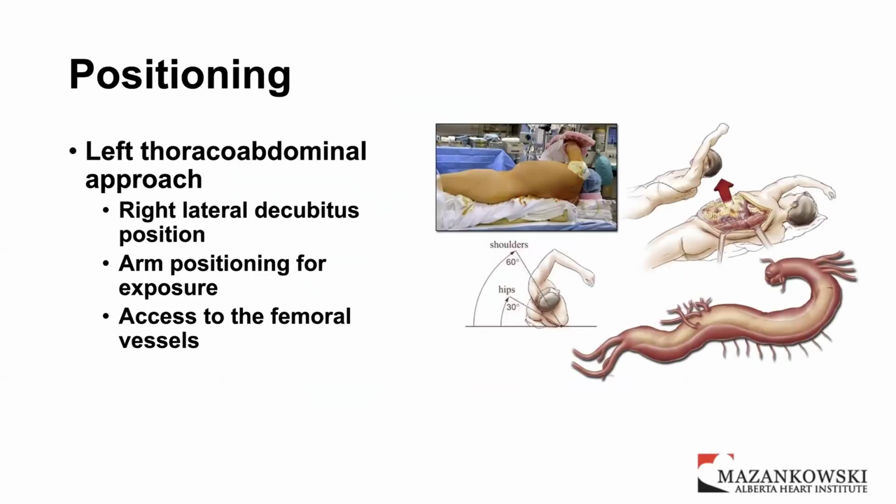Positioning, no different than positioning for just isolated left chest work. The only difference is we do make sure that the hips are at 30 degrees. I personally like the patient at 90 degrees if I'm getting into the belly. I think it helps kind of flip things over a little bit more anteriorly for the patient. But the hips at 30 degrees is important to allow for cannulation of the left femoral artery and the left femoral vein.